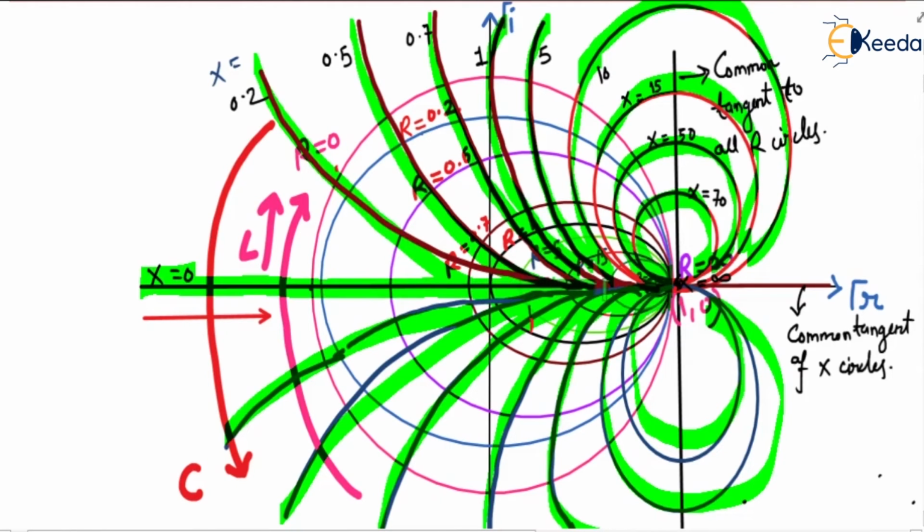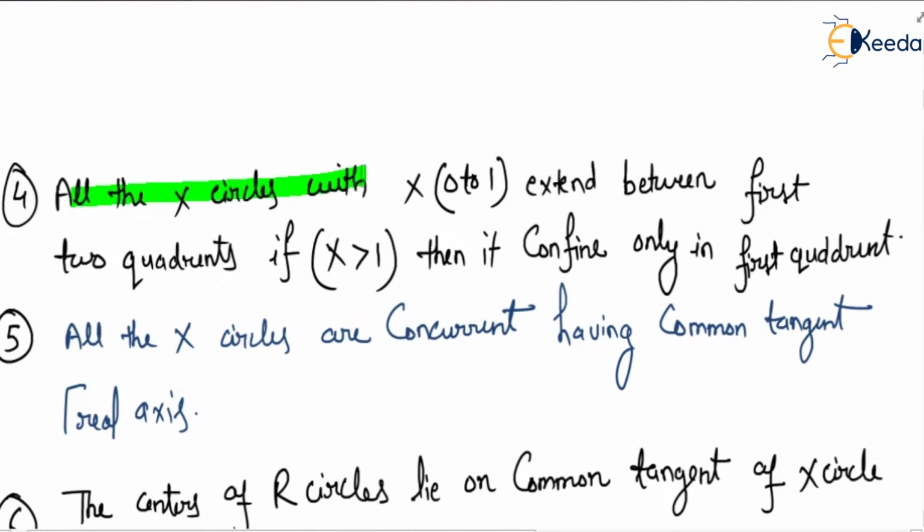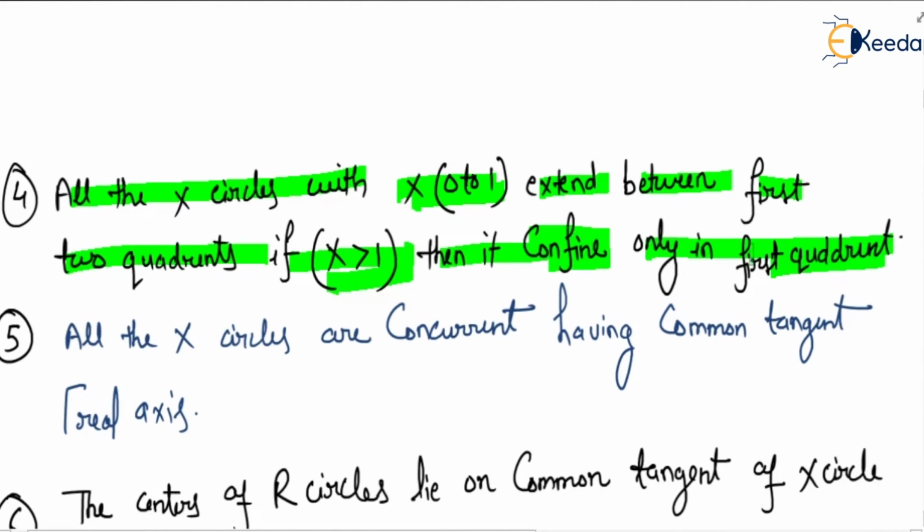When X is equal to 0, the radius is infinite, it is a straight line, and this is nothing but the gamma real axis. When X is 0.2 or 0.5, meaning less than 1, the circle extends into two quadrants. When X is equal to 1, it is the boundary here. When X is greater than 1, the circle is confined to only one quadrant. So all the X circles with X between 0 and 1 extend between the first two quadrants. If X is greater than 1, the circle is confined to the first quadrant only.